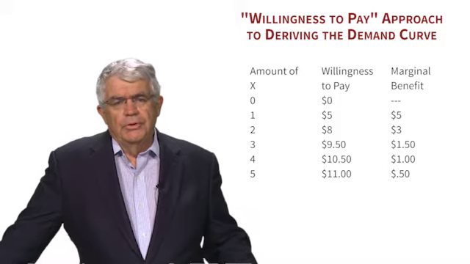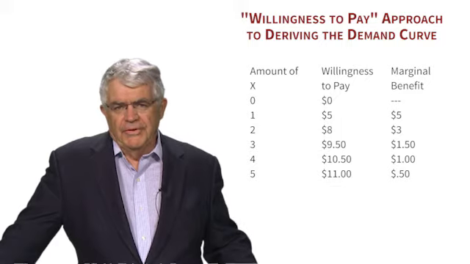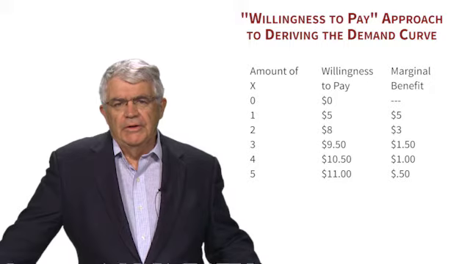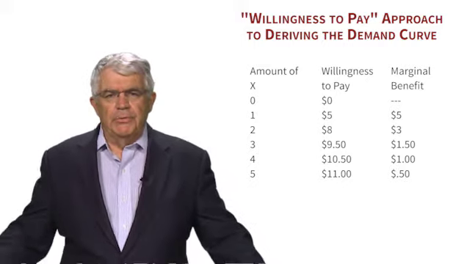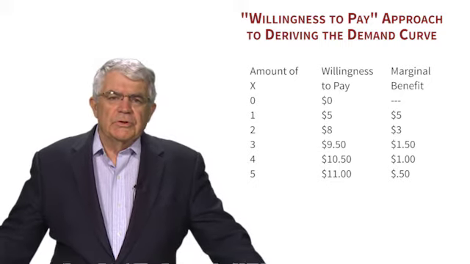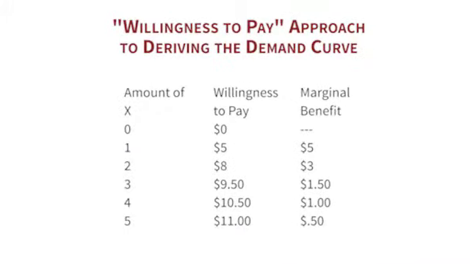Now note that the more of item X the consumer has, the more benefit it's bringing. The more that consumer would be willing to pay for it. It goes up. 8 is greater than 5, 9.50 is greater than 8, and so on. But also note that the amount by which the willingness to pay rises, the amount by which that benefit rises, is decreasing as more is consumed. So the willingness to pay for getting 1 rather than 0 is 5. The willingness to pay for getting 2 rather than 1 is 3, 8 minus 5. The willingness to pay to get 5 rather than 4 is just 50 cents, 11 minus 10.50.